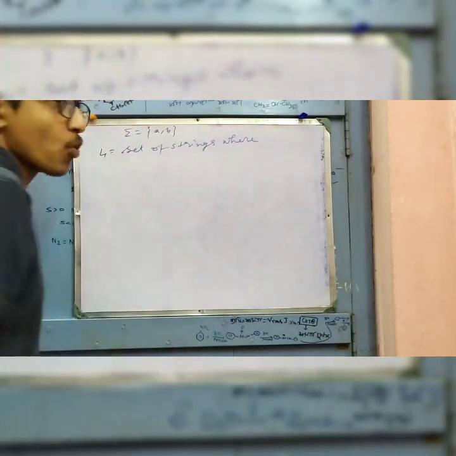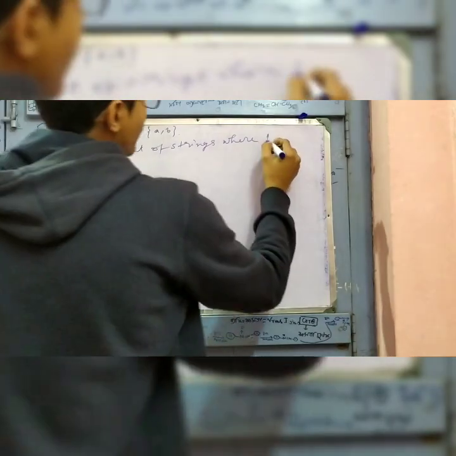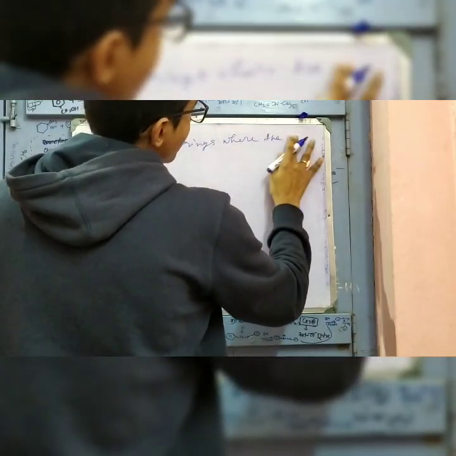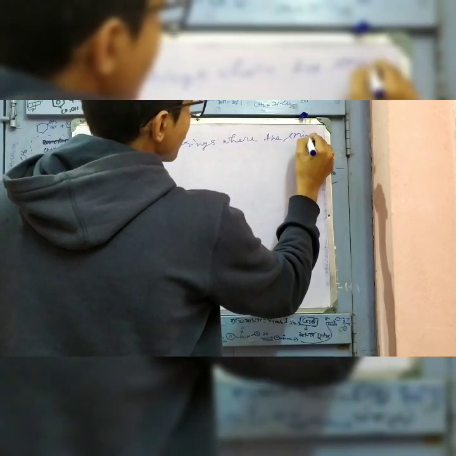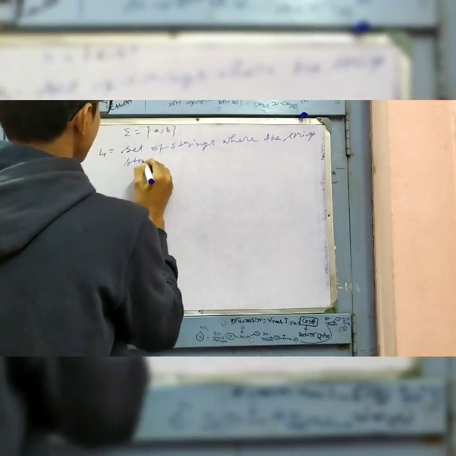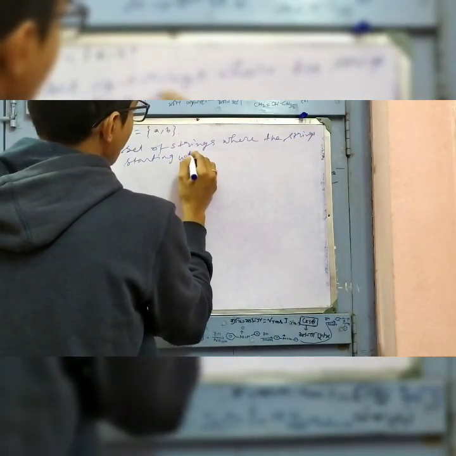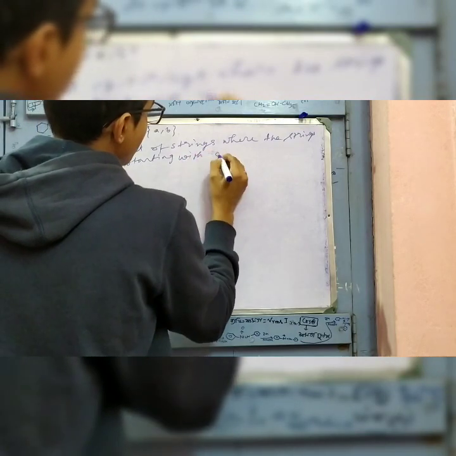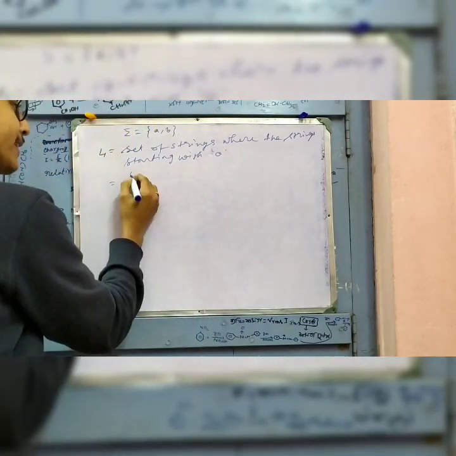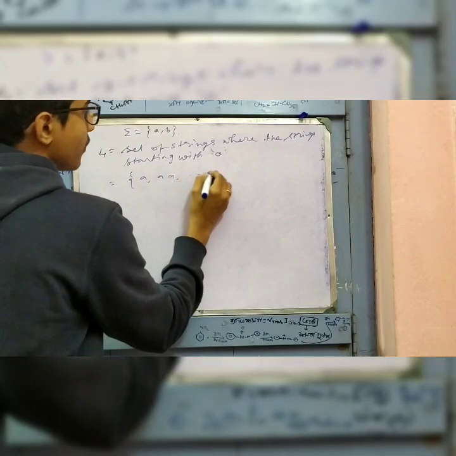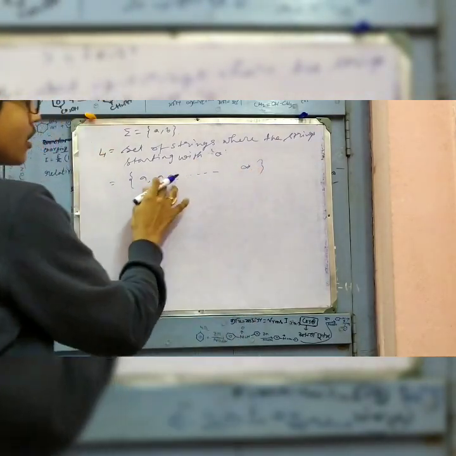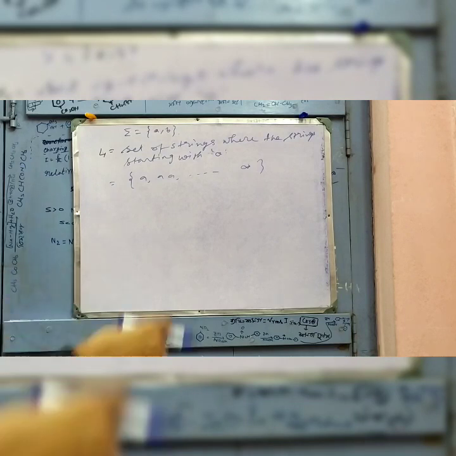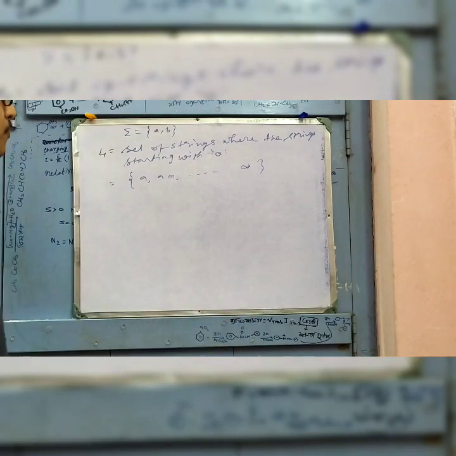Set of strings where the strings start with the alphabet A. It is nothing but infinite. You can go through it: A, B, in this way.